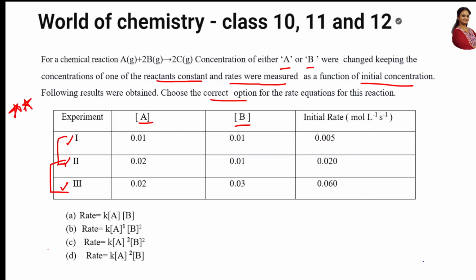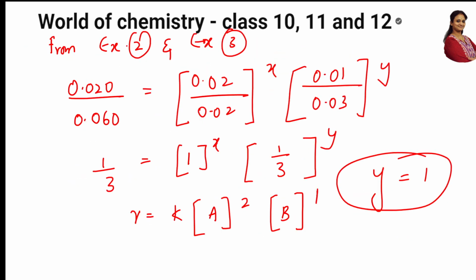Go back and check the option. Easy. Yeah, I got it. D is the answer. Dividing this by this, dividing this by this. That's all. Easy question. Let us see the next question quickly. One more.